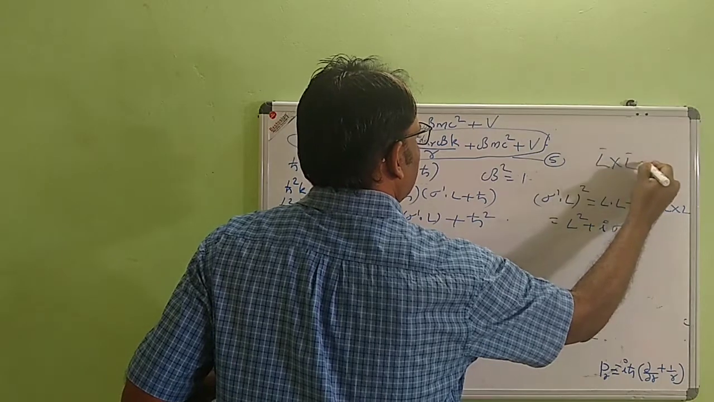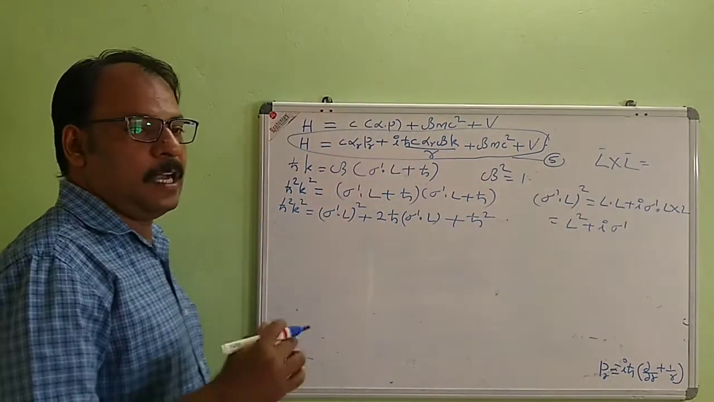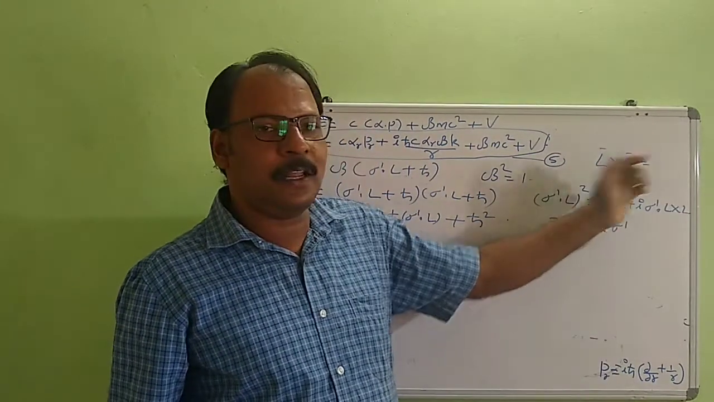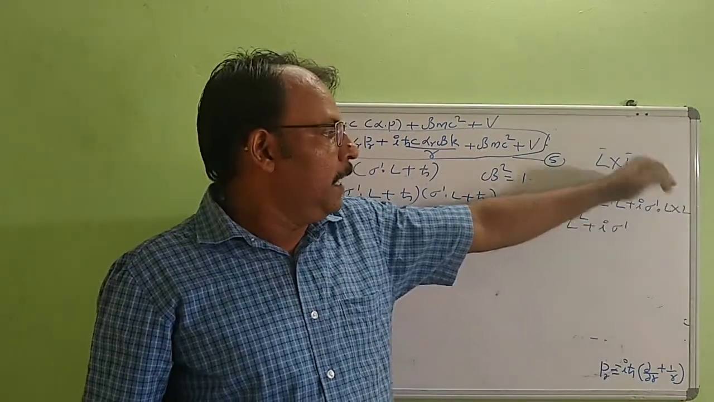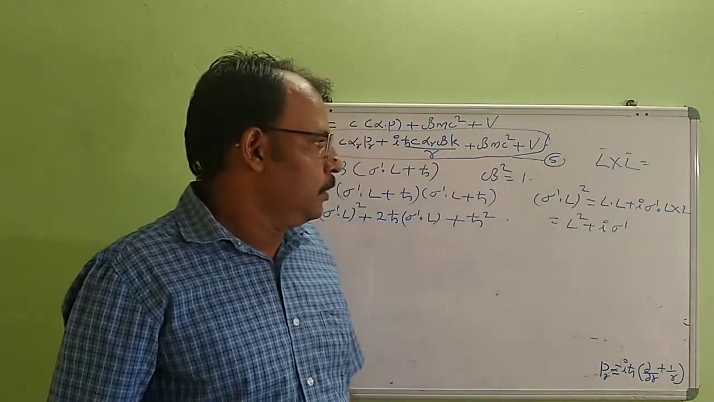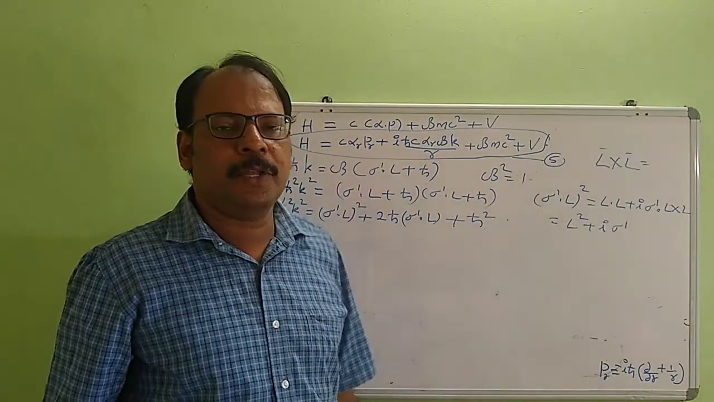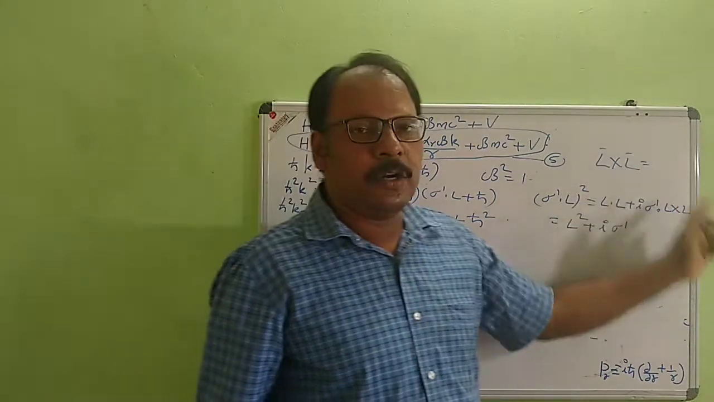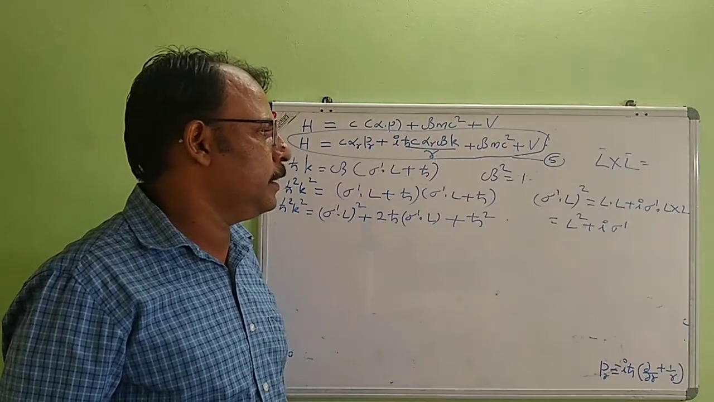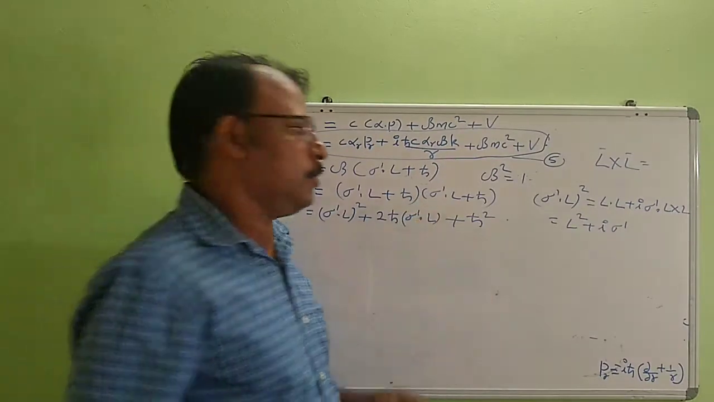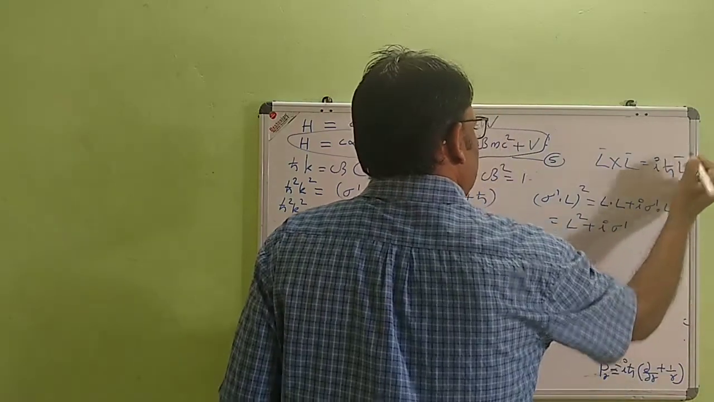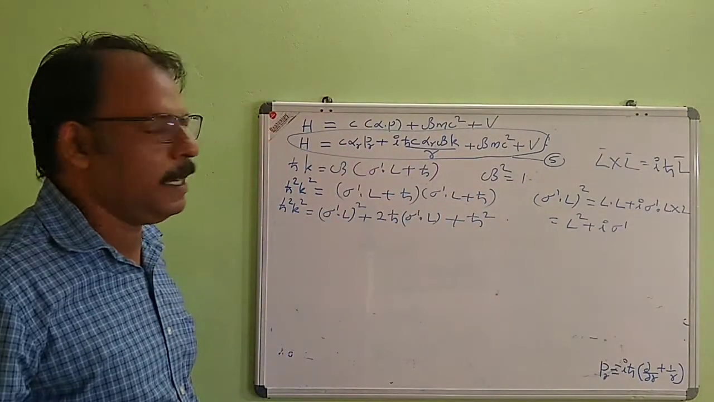L cross L is not equal to 0 since the components of L are not commuting with each other. The commutator Lx Ly is not equal to 0, Ly Lz is not equal to 0, Lz Lx is not equal to 0. Since the components are not commuting, L cross L is not equal to 0, and in the chapter angular momentum we have already determined the value of L cross L. What is it? i h bar L. The value of L cross L is i h bar L.